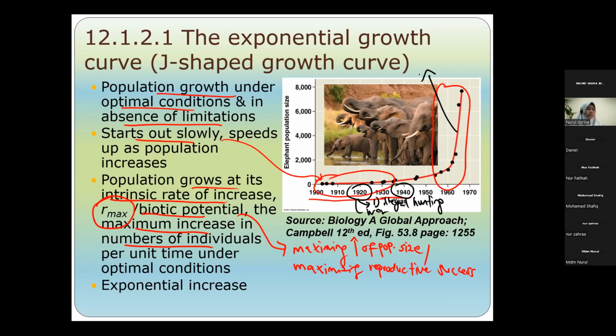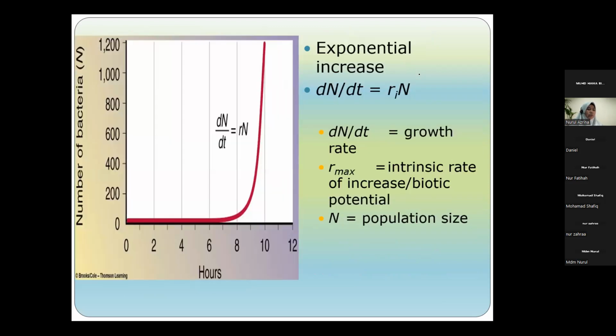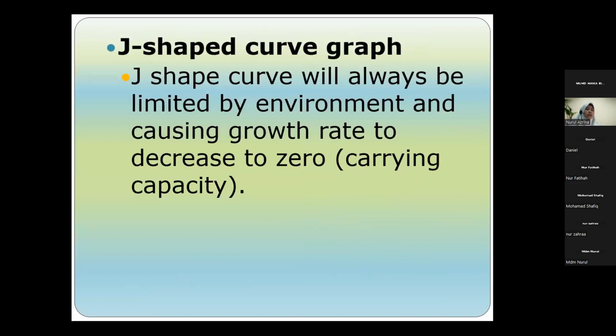Okay, right. Okay, next we go to the formula. So you can see for the J-shaped growth curve, all right? The formula related is the change of the population size, dN over dt equals rN, where remember r is the intrinsic rate of increase and N is the population size. Okay, right. So next we go to the logic of the J-shaped curve.